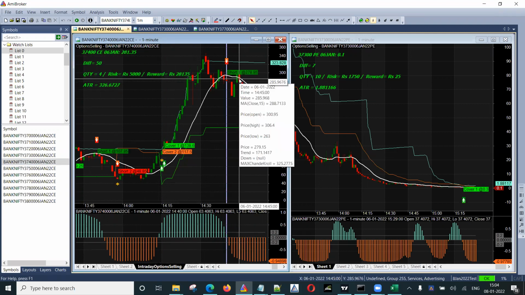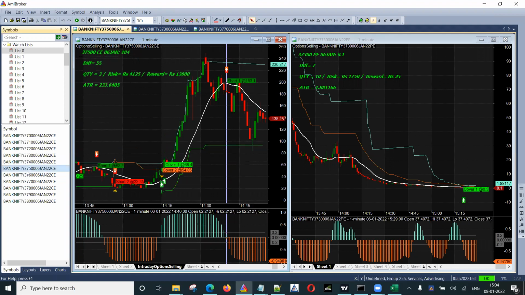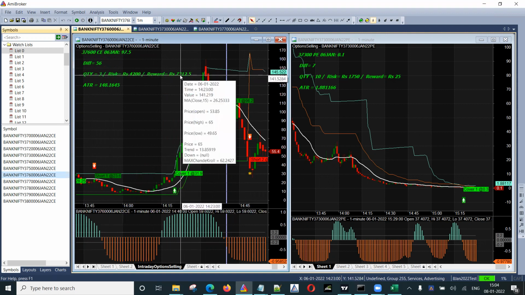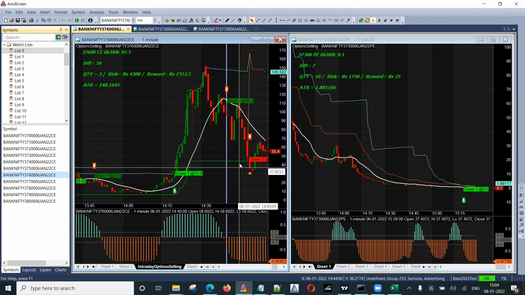37,400 goes to 285. You do nothing, so you have to move further up, strike. So now you are at 37,600, which is at 97. Okay. Now let's check the parameter. What is the risk reward? 4,200 to 7,300. So this is less than 1.5, right?